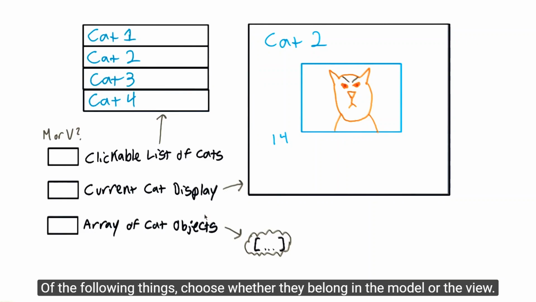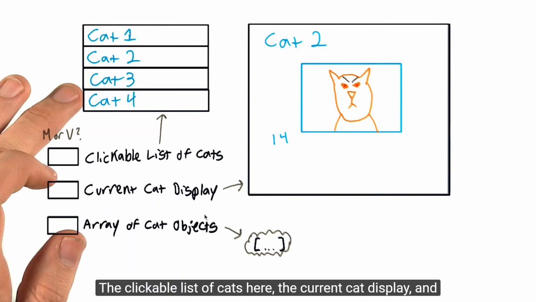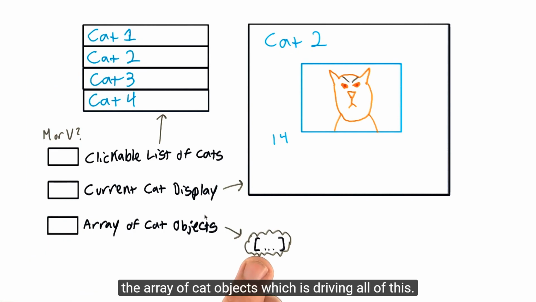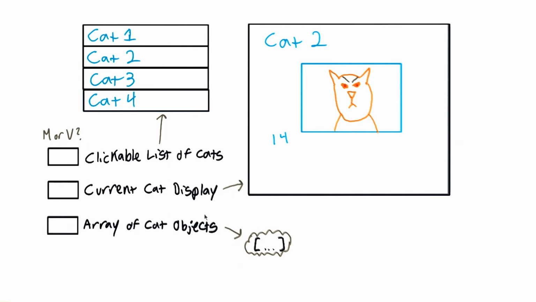Of the following things, choose whether they belong in the model or the view. The clickable list of cats here, the current cat display, and the array of cat objects which is driving all of this.